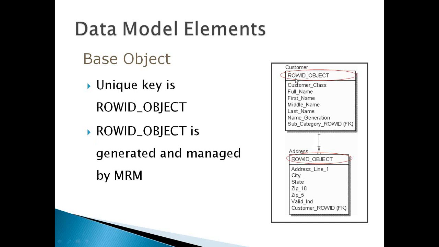So for every base object that we create, we'll have a ROWID object, and a separate sequence number will be there for each one of them.